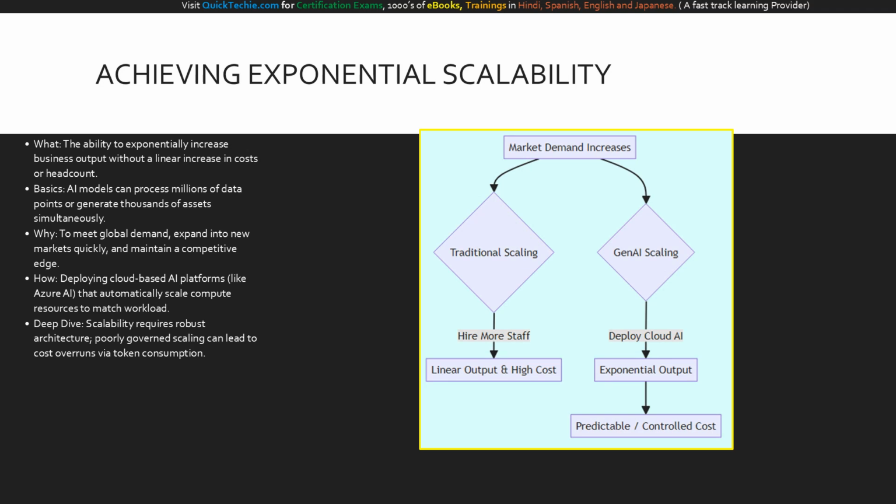Automation naturally leads us to our next critical concept, scalability. What does scalability mean in the context of generative AI? It means breaking the traditional business rule where increasing output requires a linear increase in human capital and cost. Why is this a game changer?